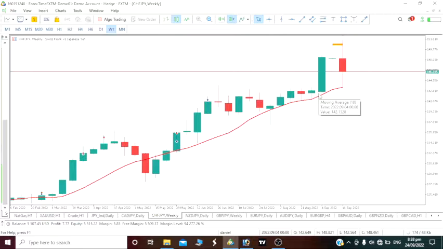Price is above the 10-period moving average. Once again, once price is above the 10-period moving average, we are to go long. If it is below, we are to short it. So now it is still above the 10-period moving average, so we are to go long. On the monthly time frame, we are bullish. Weekly time frame too, we are bullish.